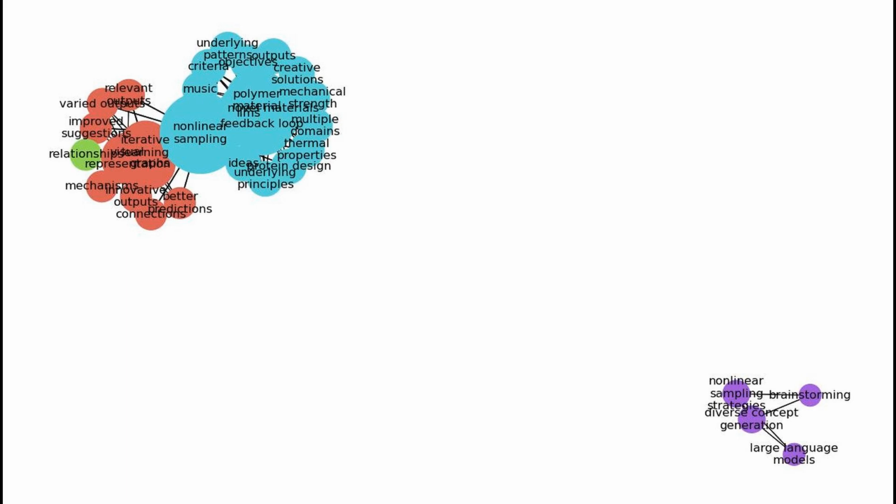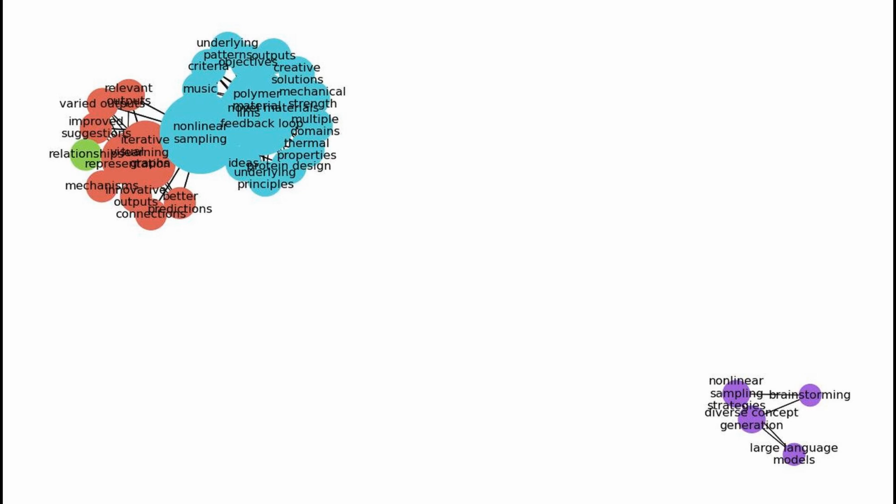4. Enhanced interpretability. The use of nonlinear sampling can result in richer information structures, like graphs, that illustrate the relationships between different concepts. This visual representation can help researchers see connections and mechanisms more clearly, making it easier to understand the rationale behind generated ideas.